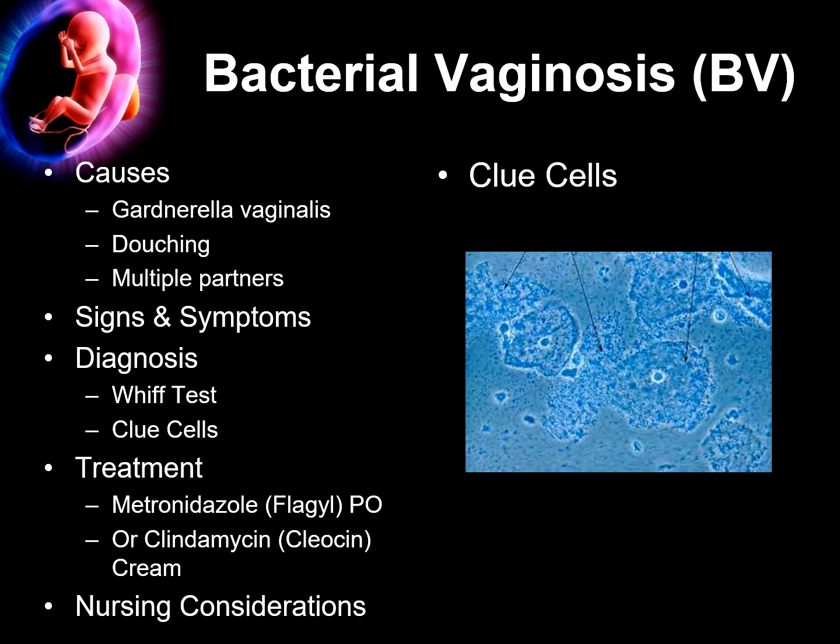The diagnosis is a whiff test. It's actually taking a whiff of the specimen after you collect it from the vaginal vault, and it's going to smell fishy. And then when we put the specimen on a slide and put it underneath the microscope, this is what we see: the clue cells. That's how we diagnose it. And then the treatment is oral Flagyl, or clindamycin or Cleocin cream.